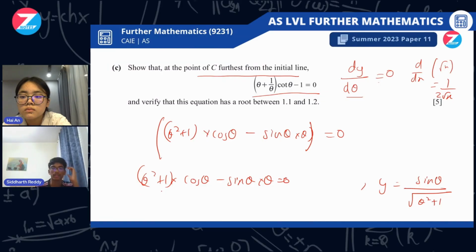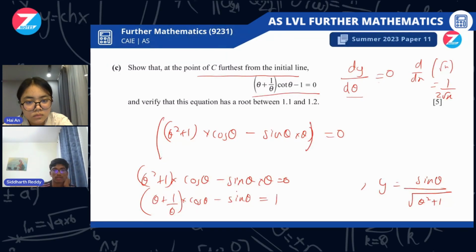So divide by theta everywhere and we get theta square divided by theta is just theta, plus 1 by theta times cos theta, minus sin theta. Theta divided by theta is equal to 1. And now if we just divide by sin theta, we get cot theta here, minus 1.